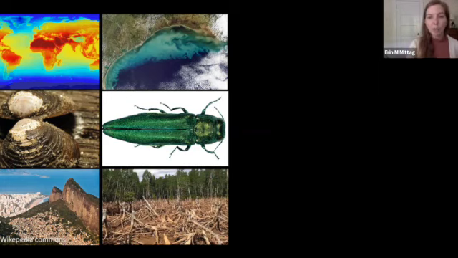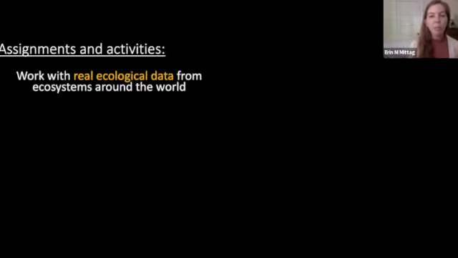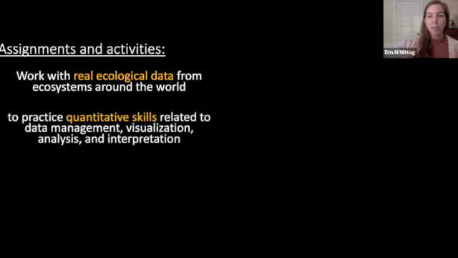And so the way we start doing that is there are a number of assignments and activities that you would complete. And these are all built around using real ecological data from ecosystems around the world. And so that includes things like lakes and grasslands and cities. And you use that data to build a set of quantitative skills. So you learn how to manage that data and visualize it into figures and graphs, how to analyze that data using some statistical analyses, and then how to interpret what it is that you're seeing.